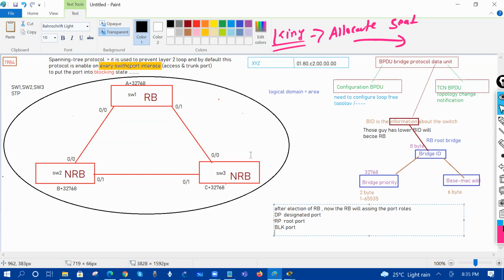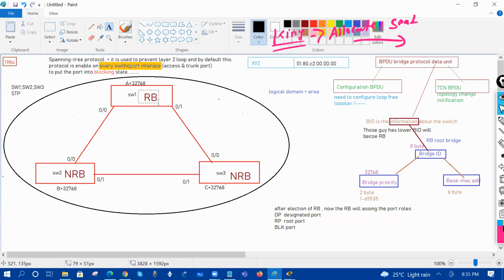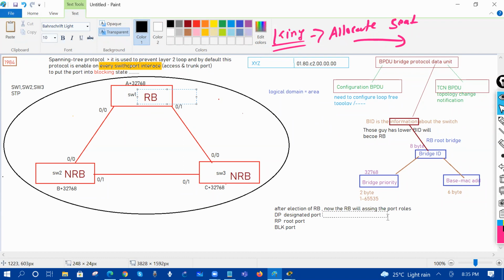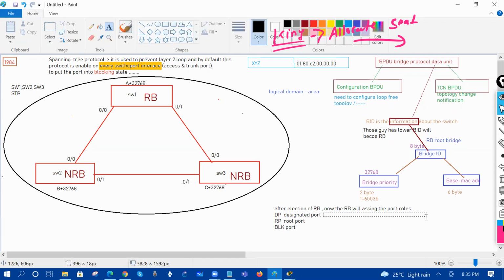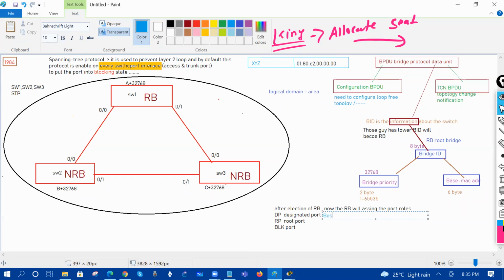So whatever interfaces we have on the root bridge, if I talk about the very basic definition of the designated port, we can call this guy the best port on the segment. The RP and the blocking port are called non-designated ports. Like we have a root bridge, and this is called a non-root bridge. So whatever port does not become the designated port will become a non-designated port. So: best port on the segment.